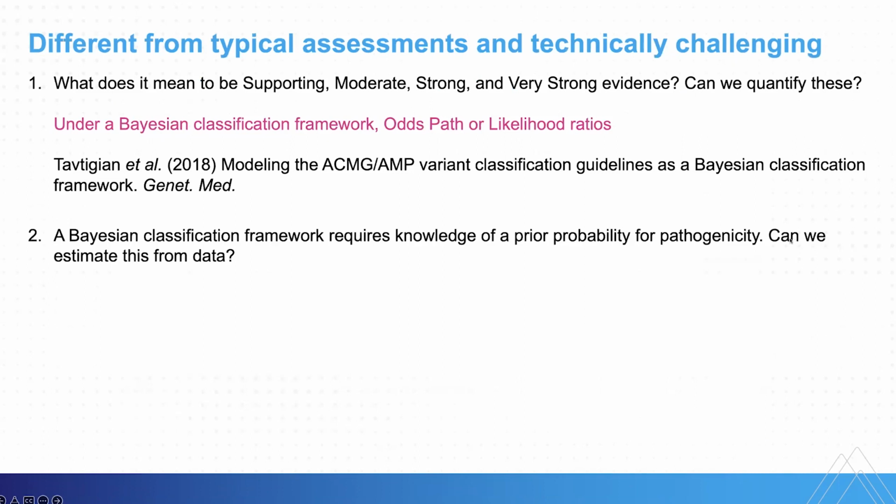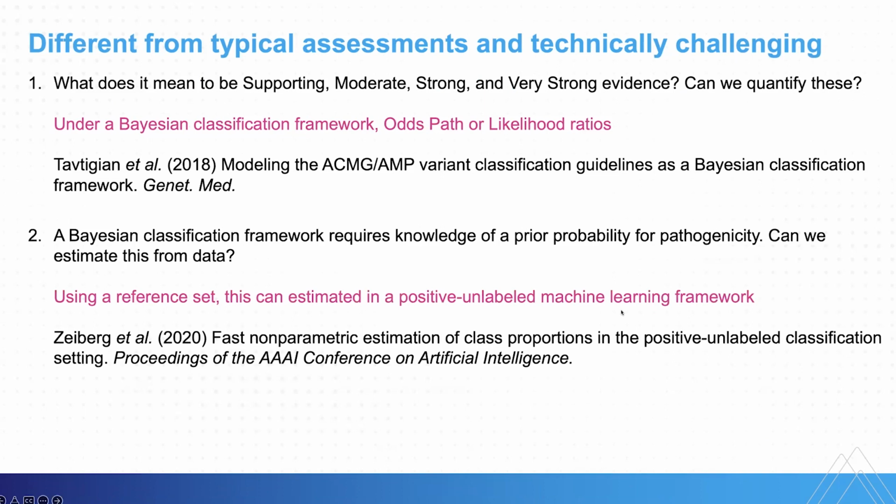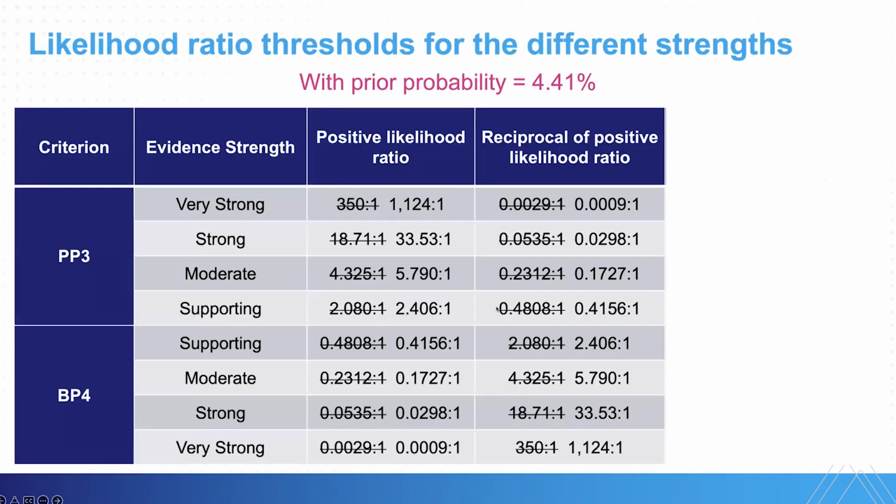So the next question you can ask is, if you're doing something Bayesian, we need a prior probability for pathogenicity. In that paper, they assumed it to be 10%, based off of some prior sense of how pathogenic variants emerged out of clinical sequencing labs. In this paper, we used a reference set, so we used population scale data. We used variants from gnomAD and then estimated the prior in a positive unlabeled machine learning framework. I'm not going to go into the details there, but essentially we found the prior to be 4.4%.